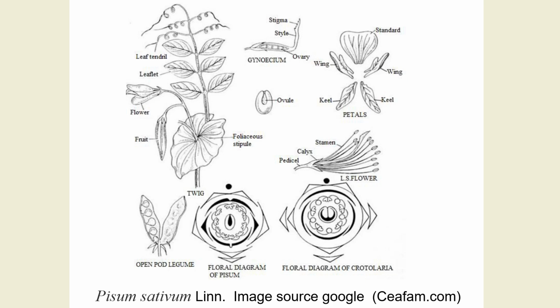So if you see this particular plant, Pisum sativum, I have told you all the characters that this twig is showing. You can see the leaves are pinnately compound. The leaflet is modified into a tendril structure. Here you can see the stipules are coriaceous, which is one of the characteristics. Then the fruit is a legume.